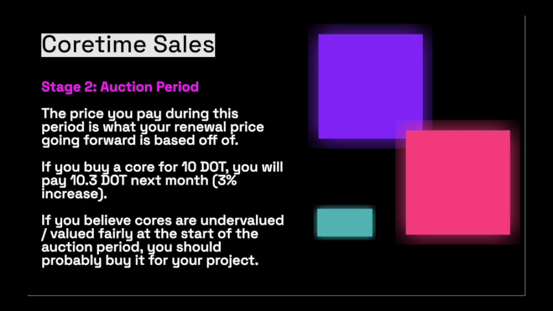The price you pay in this period is what your renewal is going to be going forward. So if you buy a car for $10, then next month it might be like $10.3 or something like that, assuming cars are sold out. Basically, if you believe cars are undervalued or valued fairly at the start of the auction period and you're a parachain and you want to access Polkadot, you probably should just buy one straight away.